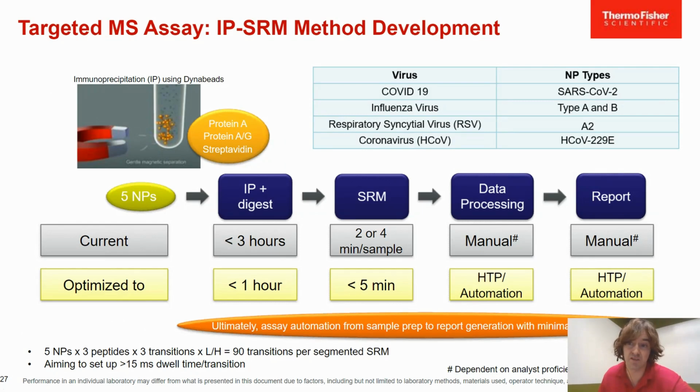Combined, these optimizations meant the whole workflow took less than 1 hour, including the LC-MS detection. Although the LC-MS method was increased to 5 minutes, as we needed to change the gradient to allow for chromatographic separation of each of these target peptides. In total, this method was able to target 5 nucleocapsid proteins, each of which had 2 or 3 target precursor transitions.